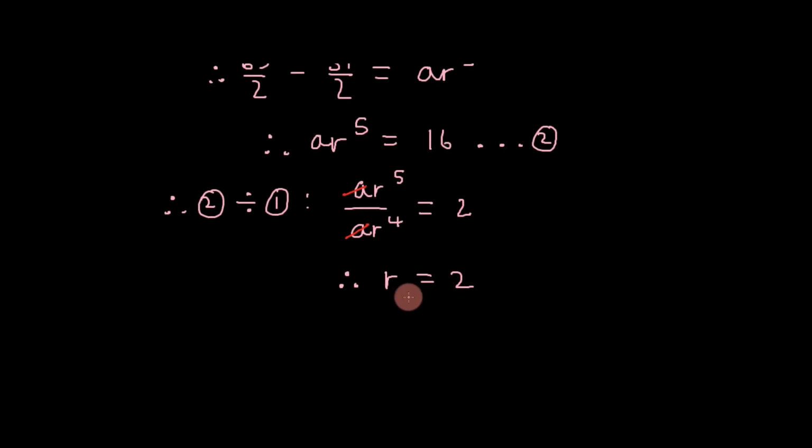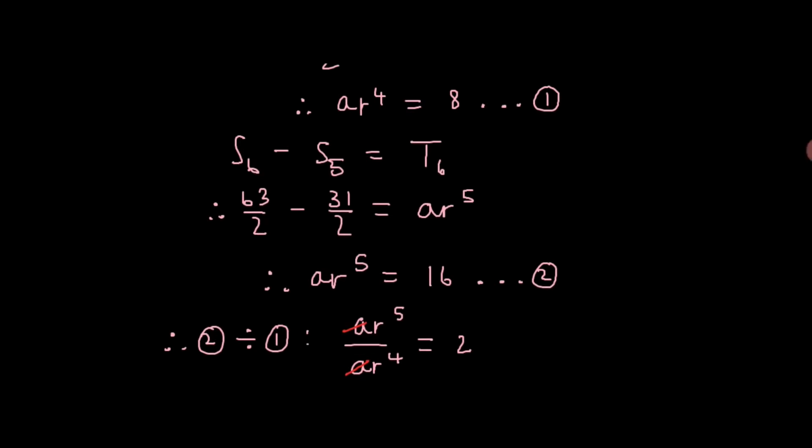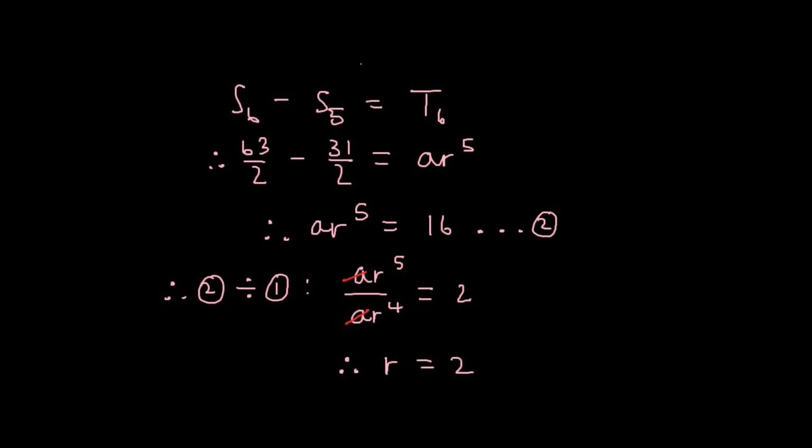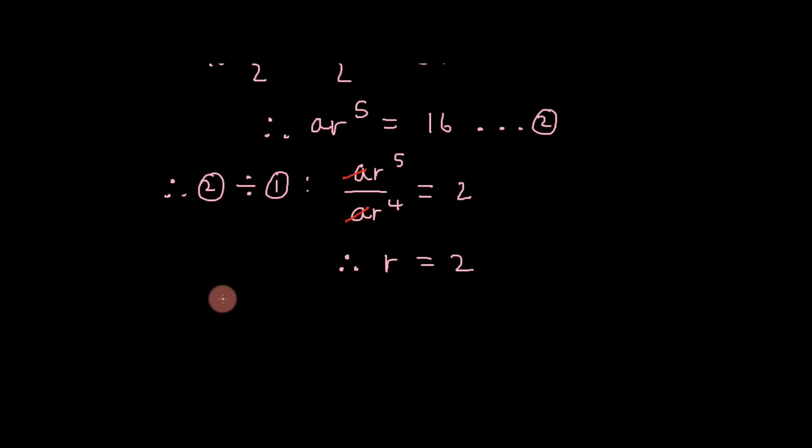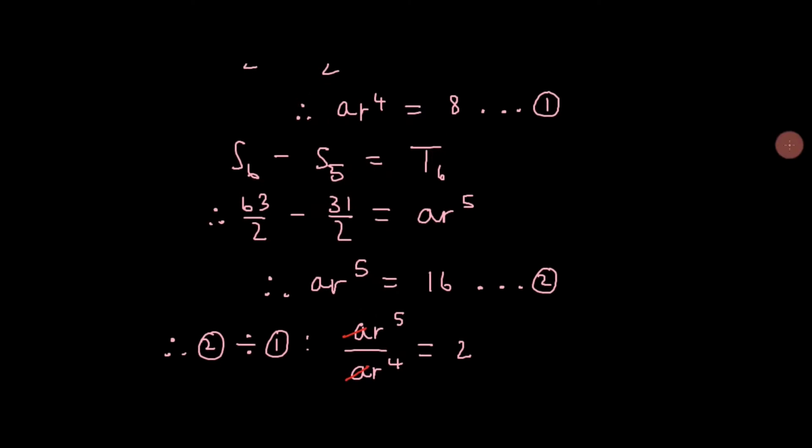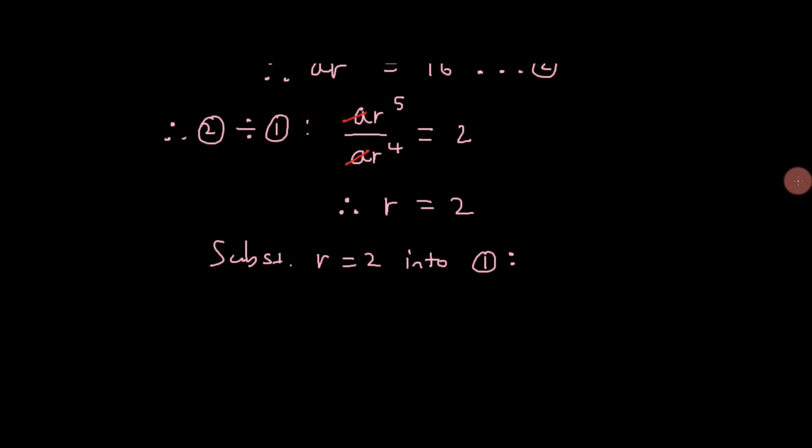Now that we have r, we can plug it back into, let's say, equation 1 and get a. So substitute r equals 2 into equation 1. Equation 1 says ar to the 4 is 8. So a multiplied by 2 to the 4 equals 8. And we can solve for a. 2 to the 4 is 16. So 8 divided by 16 is a half. So a is a half.